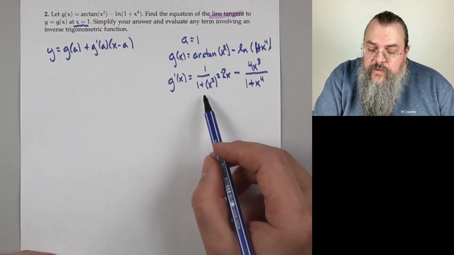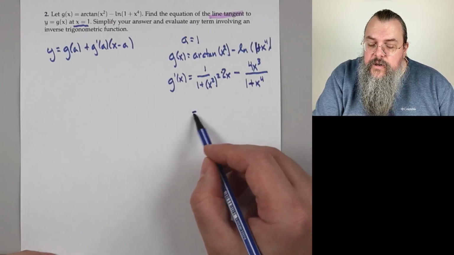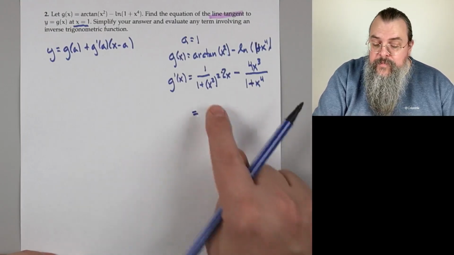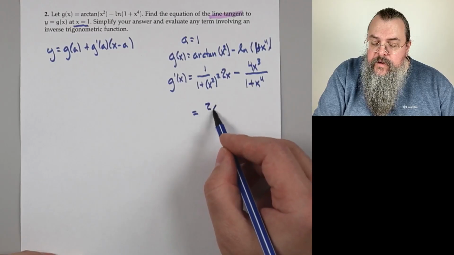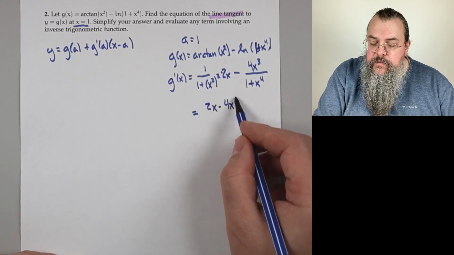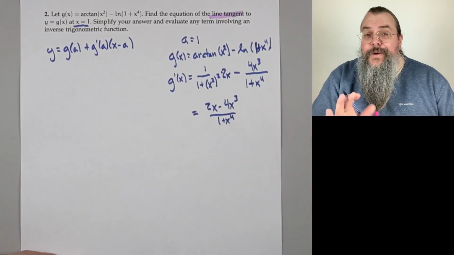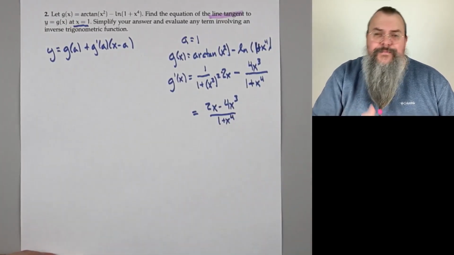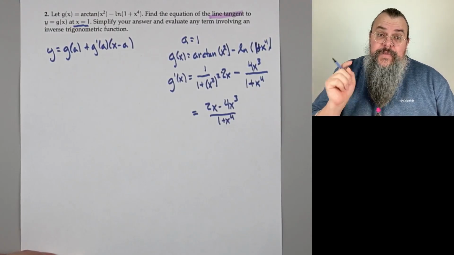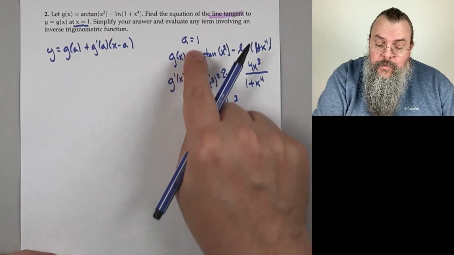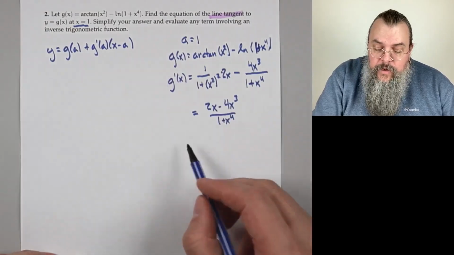Now, if you stare at this for a second, you'll notice they both have 1 plus x to the fourth. So we could, if we wanted to, say they both have the common denominator of 1 plus x to the fourth. So this becomes 2x minus 4x cubed, divided by 1 plus x to the fourth. Now, we don't need to do this step, but we could. What we do need to do is plug in 1, because we need g of 1 and g prime of 1. So what is g of 1?